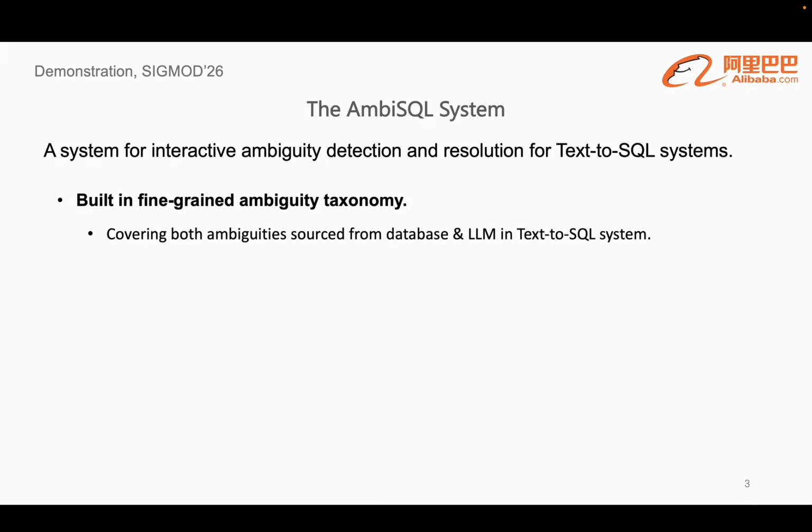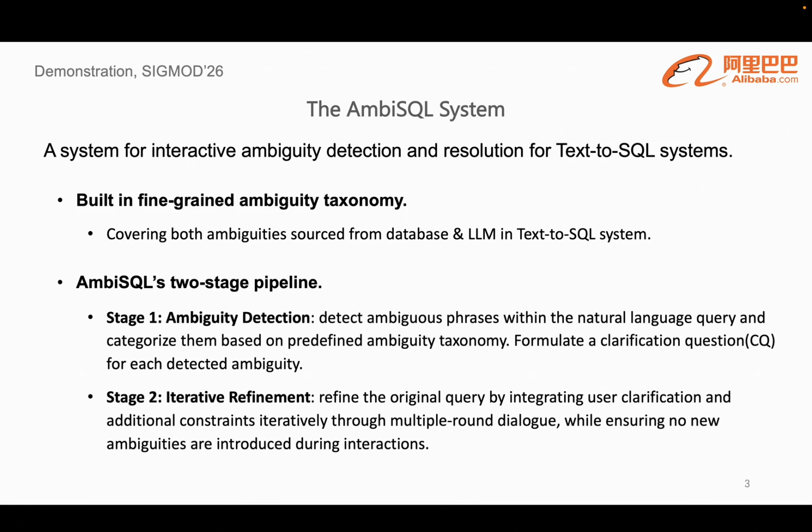It is built on a fine-grained taxonomy that covers ambiguity sourced from both the database elements and the large language model reasoning. The system operates using a two-stage pipeline containing ambiguity detection and iterative refinement. In the first stage, the system detects ambiguous phrases within the query, categorizes them, and formulates a specific multiple-choice clarification question. Then in the second stage, the system iteratively refines the original query by integrating user clarifications through multi-round dialogue until no new ambiguities are introduced during the interaction.